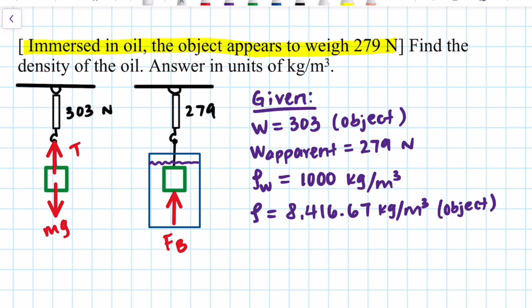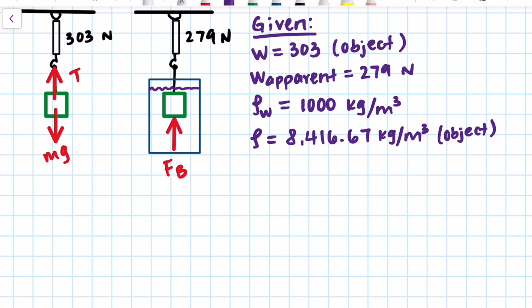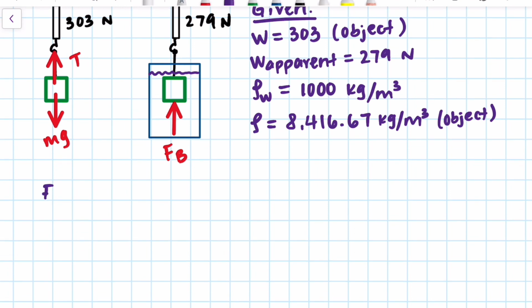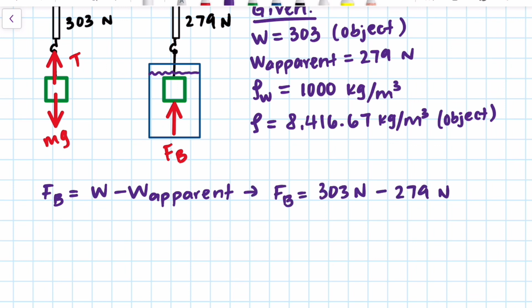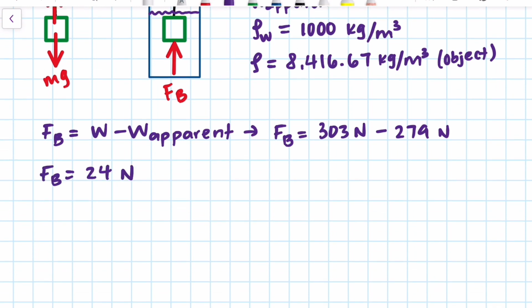Okay, so let's start with the buoyant force. Now we have a different buoyant force by the oil, right? The oil is applying a buoyant force on the object. So to find that buoyant force, we need to subtract the original weight of the object minus the apparent weight of the object. When we plug in our numbers, we're going to get 24 newtons. I forgot the newtons before. Sorry. Okay, so now we have the buoyant force.